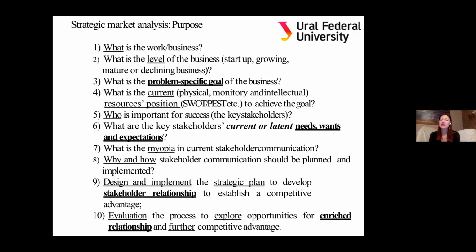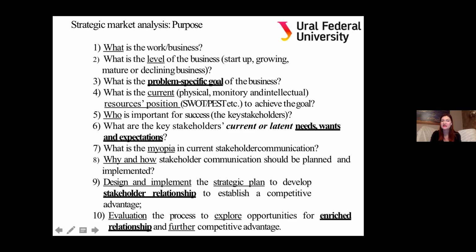What are the key stakeholders' current needs and expectations? So what do they need? Why is it so important for them to participate in your business, in your activity, and so on? What is the myopia in current stakeholder communication? So is there some problem maybe? Maybe we don't understand something. Maybe we work together really for a long time and we already can see this problem.